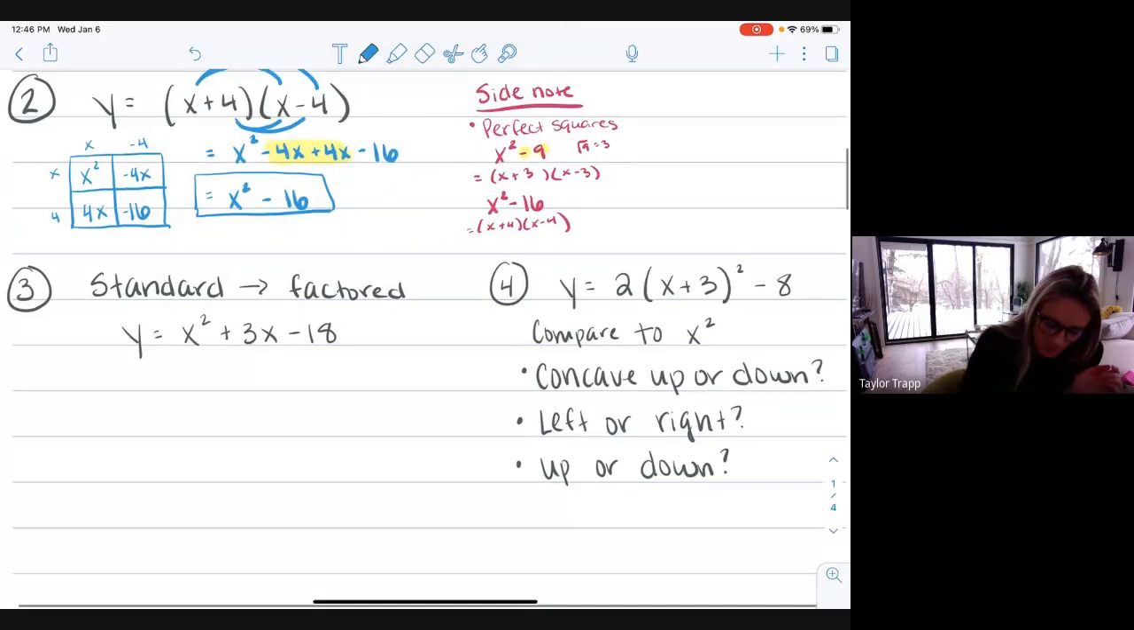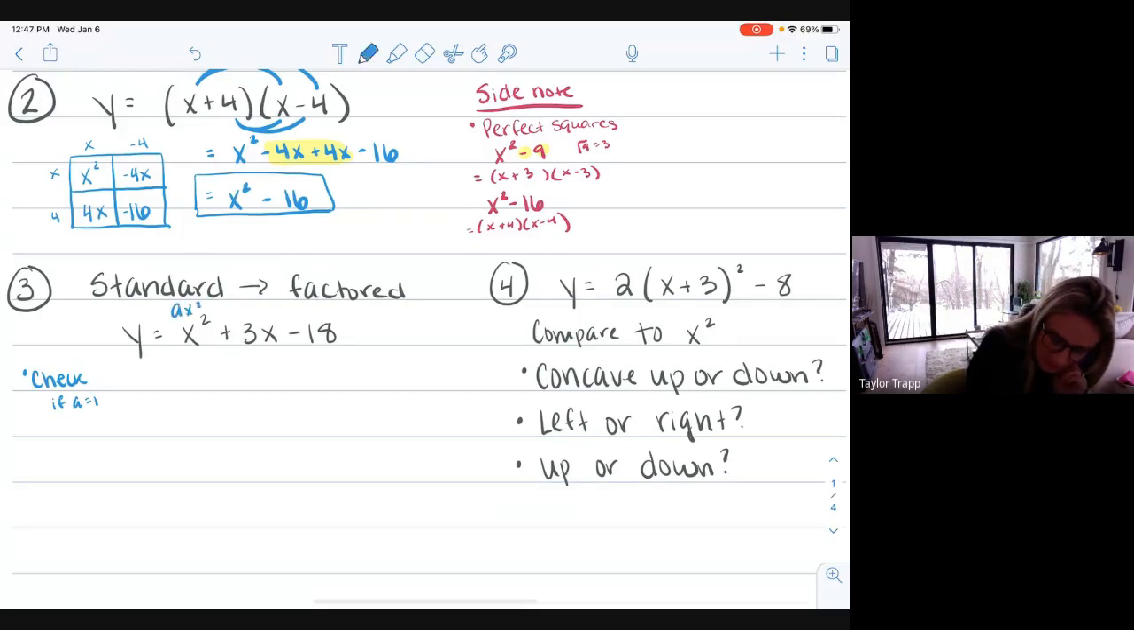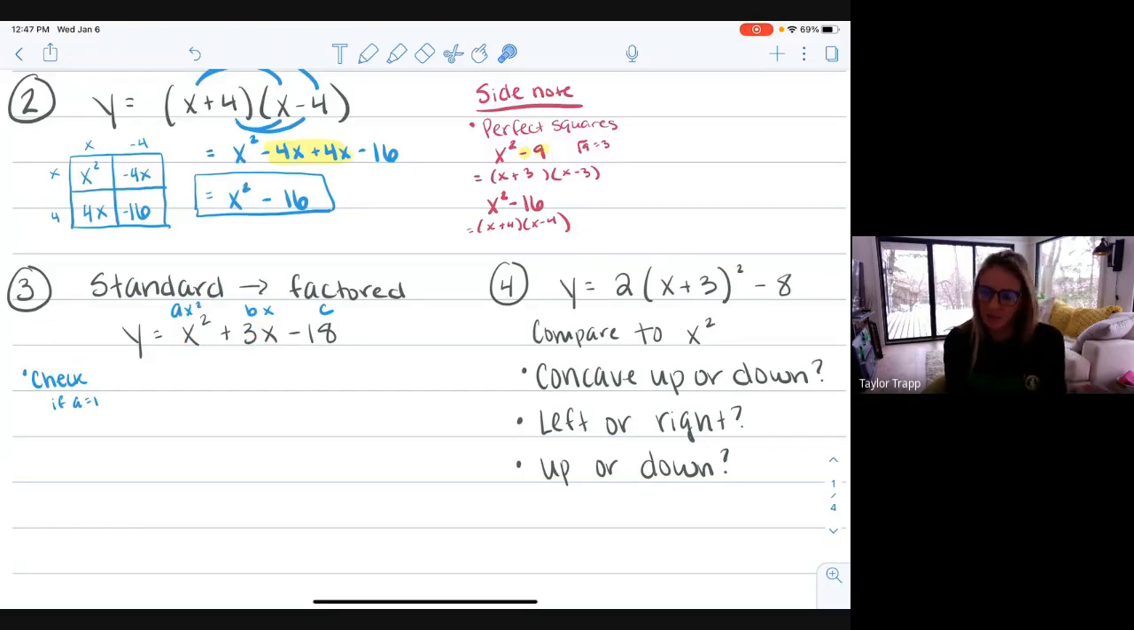So I think what I originally told you guys was go ahead and check if a equals 1. So what do I mean when I say check if a equals 1? Well, ax squared in standard form, so that's your ax squared, that's your bx, and that's your c. So c is negative 18, b is 3, and what's a equal to? Well, I don't see a number in front of the x, so that means it's a 1.